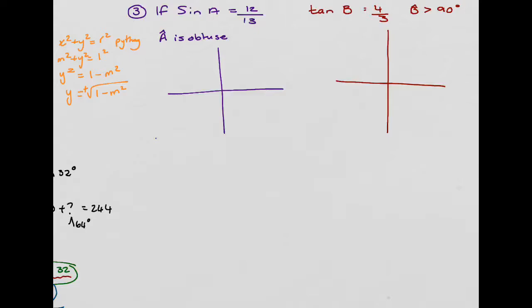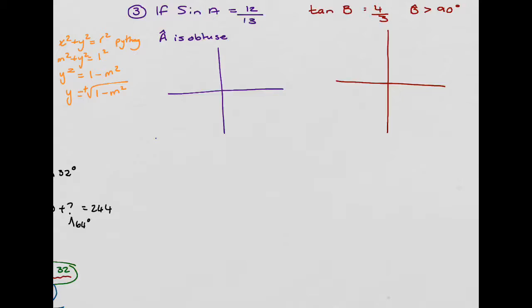All right, for the next question, it's another Pythagoras one, but just one where it's not going to necessarily be in the first quadrant. It's going to be 2 separate diagrams. So here it says if sine A equals 12 over 13, and A is obtuse, and tan B is 4 over 3, and B is greater than 90. Now you've got to answer all these questions.